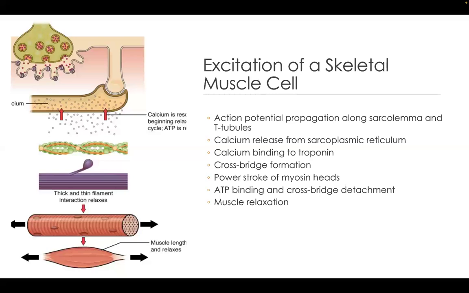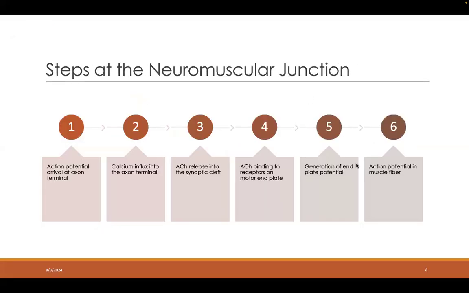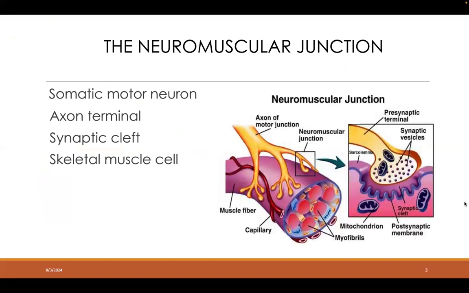Next is the generation of the end plate potential. The binding of the ACH to its receptors causes the ligand-gated ion channels to open, and these are the ones that we spoke about in the motor end plate. This allows sodium ions to flow into the muscle fiber and a small amount of potassium to flow out. This ion movement depolarizes the motor end plate, creating a local change in membrane potential called the end plate potential, EPP, as we will be calling it.